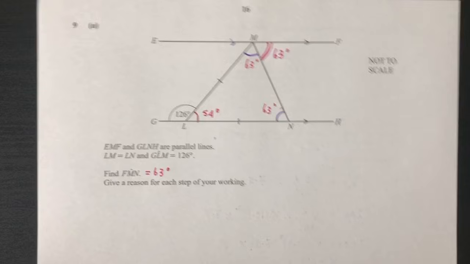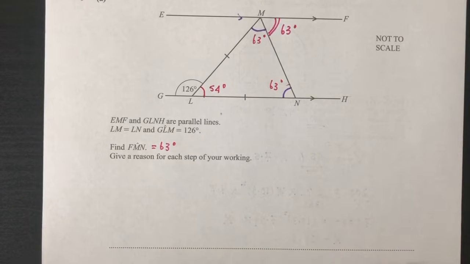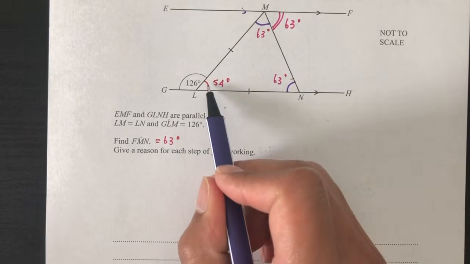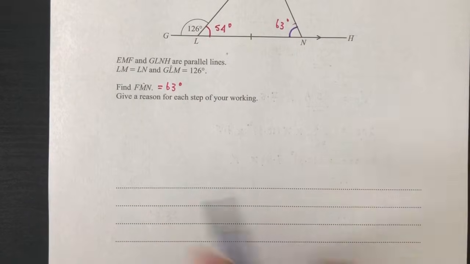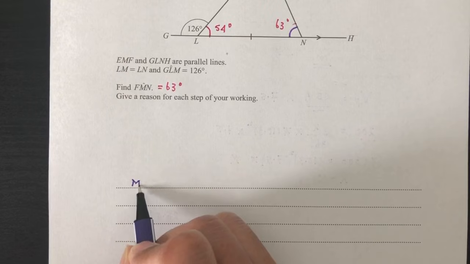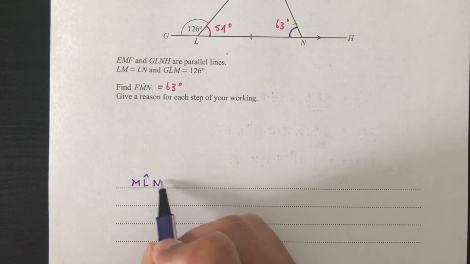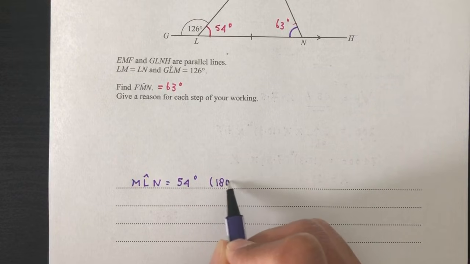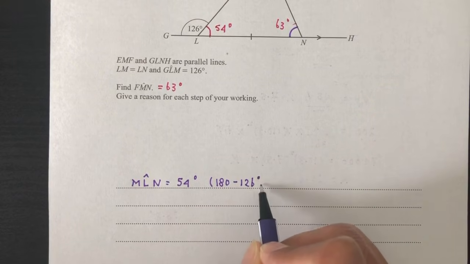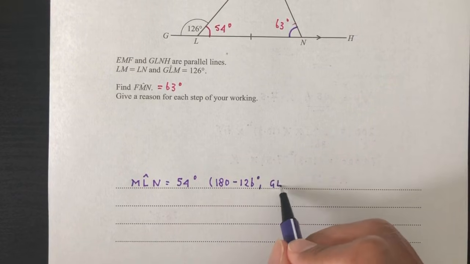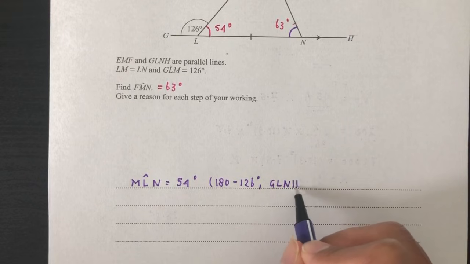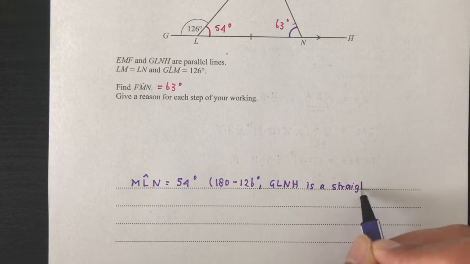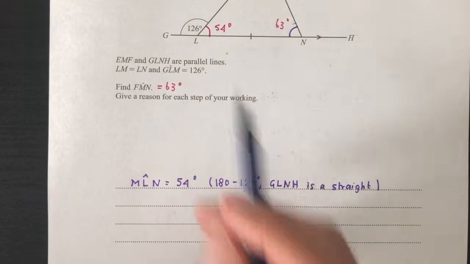So give a reason for each step of your working. The reasons you can give, let's do one by one. First we found this angle. We have angle MLN equal to 54, by doing 180 minus 126, because GLH is a straight line. That's the first reason of how we found this one.